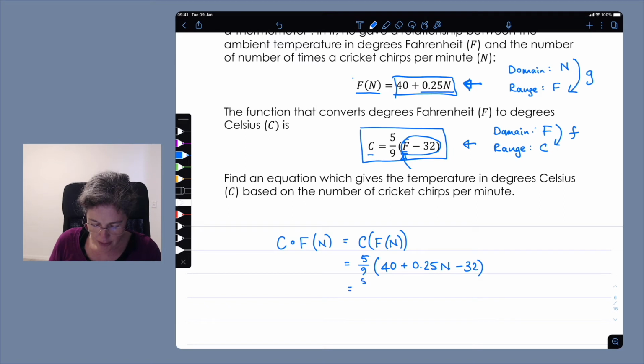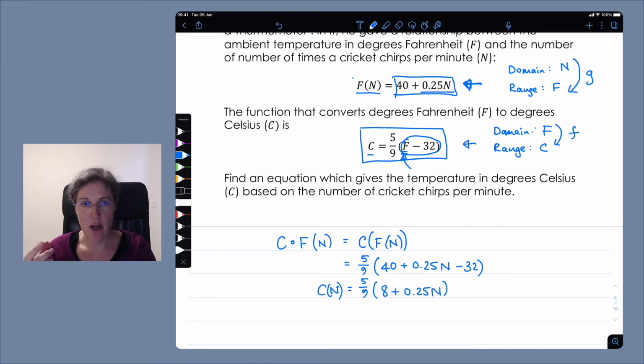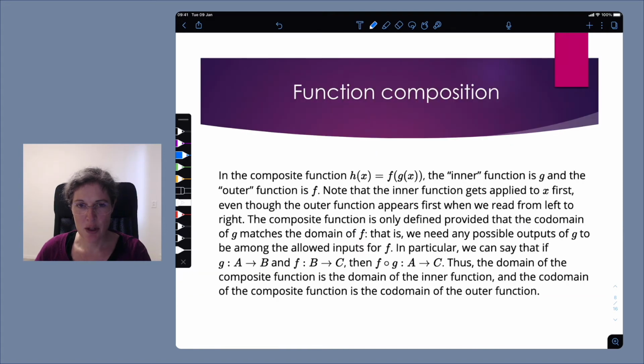We can simplify this a little bit, so we've got 5/9 and then 40 minus 32, so that's 8 plus 0.25n. And notice what we've now got is a new function, which I'm going to call c of n, and this tells us if I know how many cricket chirps I get per minute, then I can tell what the temperature is in Celsius. So this is the kind of thing that you might really want to use function composition for. Okay, so just a little bit of terminology.